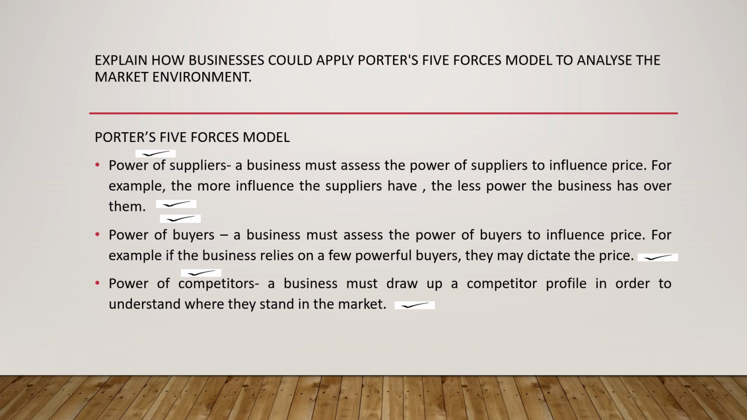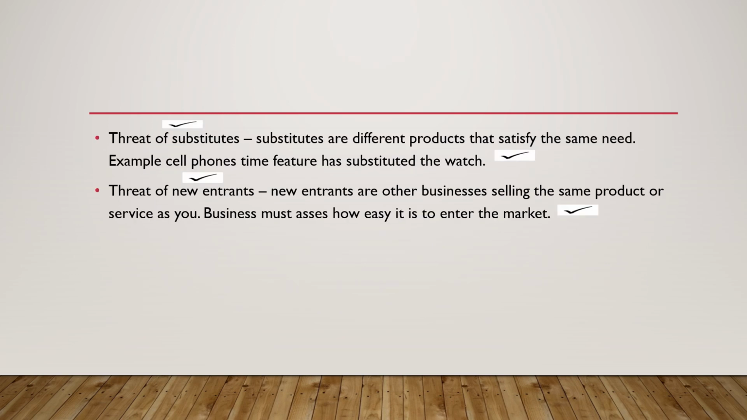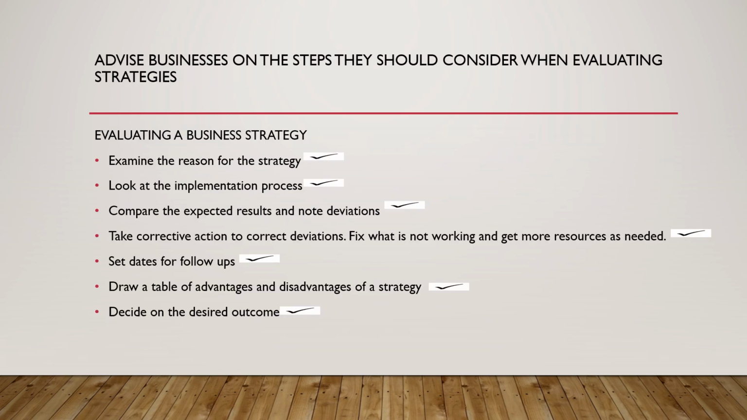So you name it, then you include examples as much as you can, but the safest is at least two examples under each heading. Then we move on to heading number 4. You already have the question: advise businesses on the steps they should consider when evaluating strategies. All I did was take the keywords, evaluating a business strategy. Then I follow that because I've studied, I know which points must go underneath there.